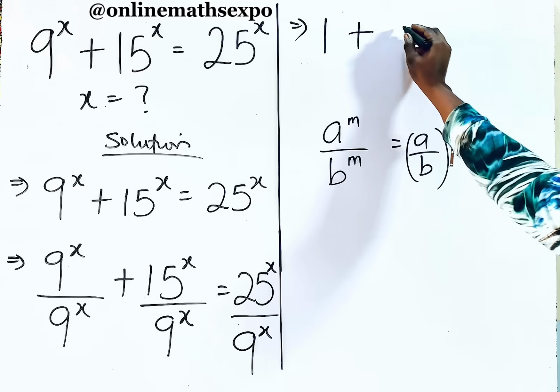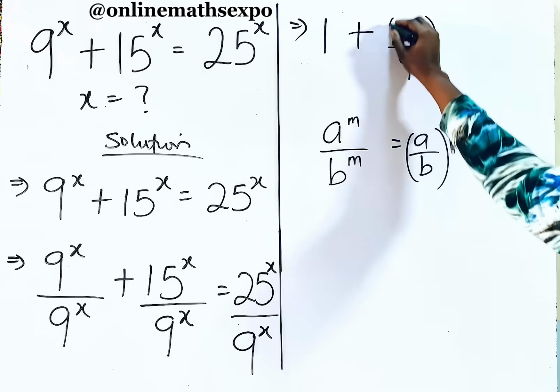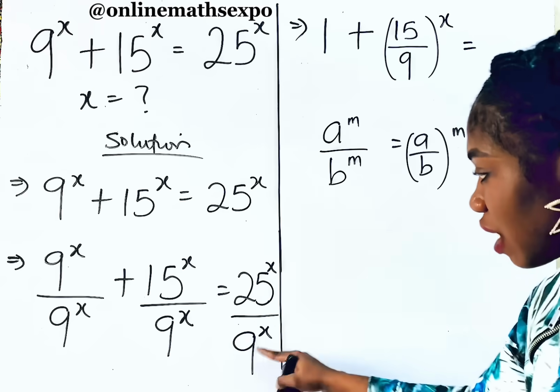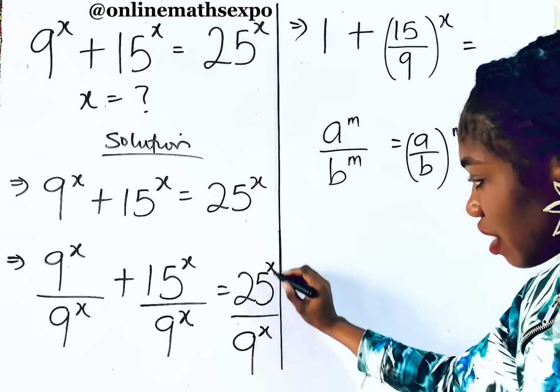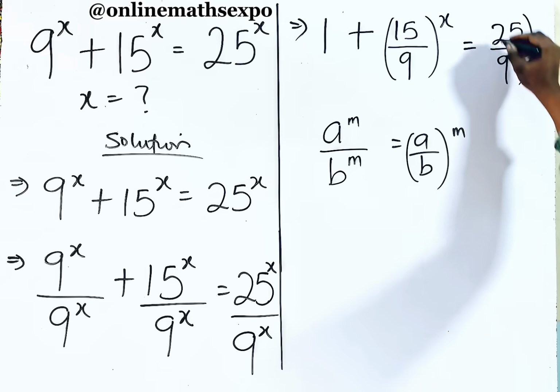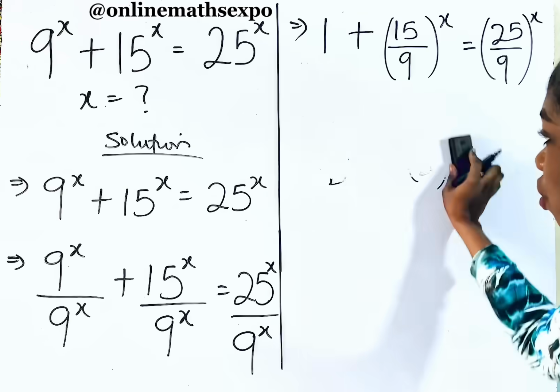And to do that, we are going to have 15 divided by 9, all raised to the power of x, is equal to, the same thing is happening here. Did you observe anything? So we're going to have 25 divided by 9 raised to the power of x. Interesting. So what should we do next?